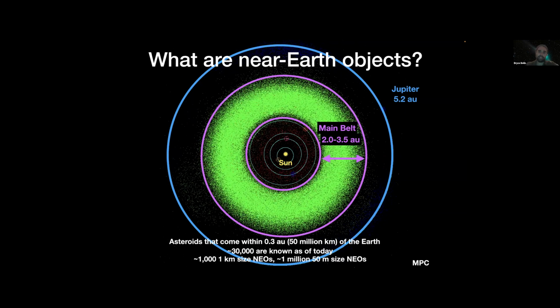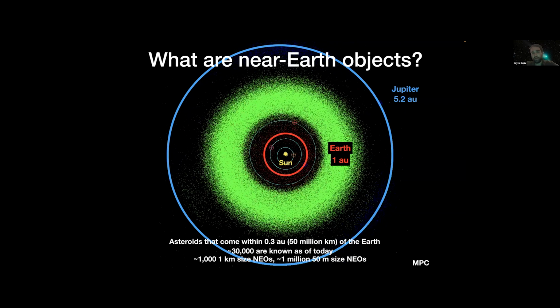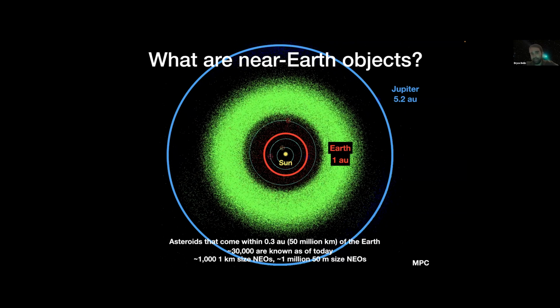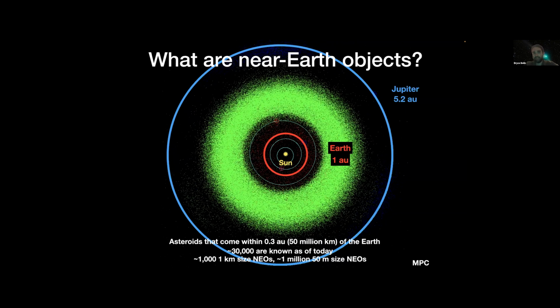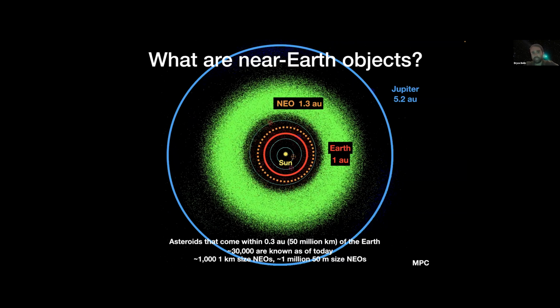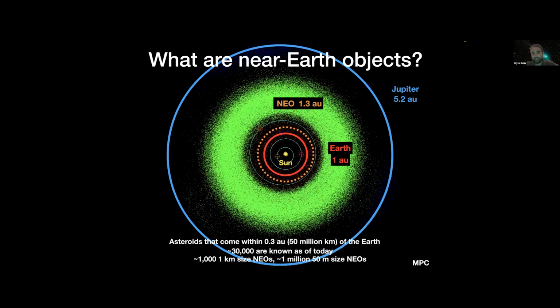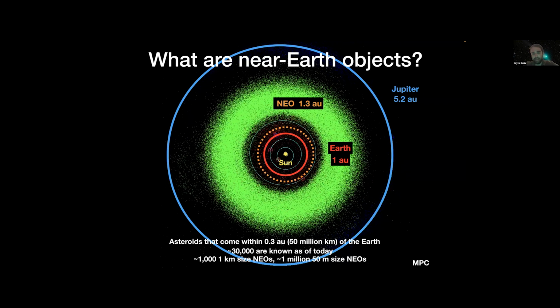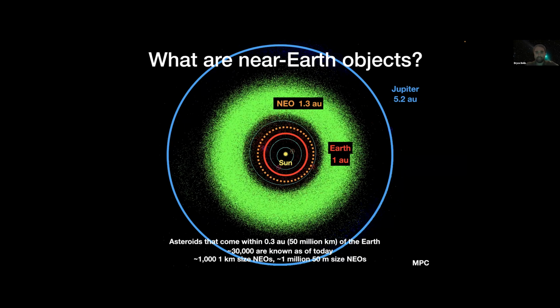But inside of that, we have the orbit of the Earth at 1 AU. So objects which we define as near-Earth objects that come within 0.3 AU of the Earth are inside this dotted orange circle here. There are about 30,000 near-Earth objects which are currently known as of today, about 1,000 of which are 1 kilometer in size.